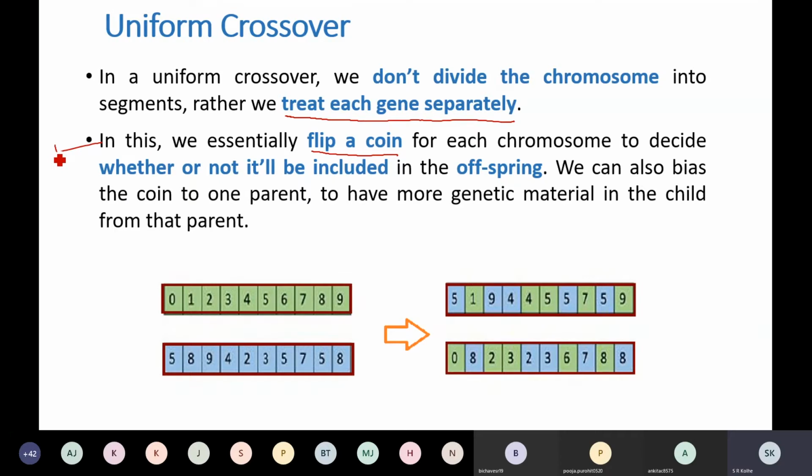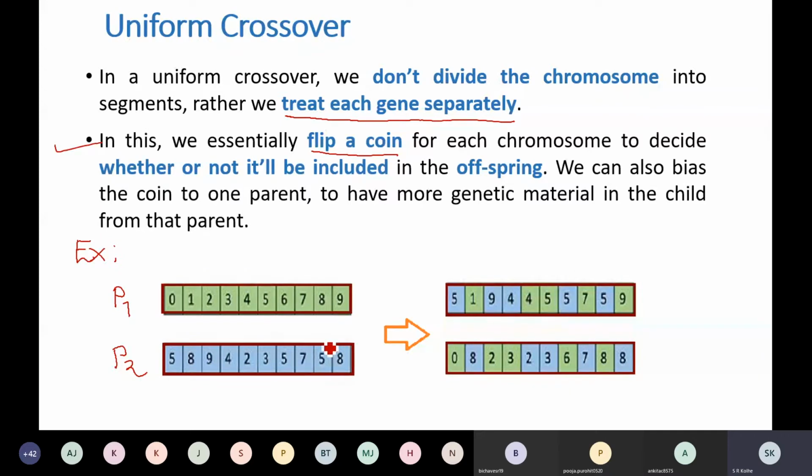Okay, and then for each bit or digit you flip a coin, and then based on the result you decide whether to perform crossover or not, or whether to swap the corresponding bits or digits or not. For example, consider this example. Here we have parent chromosome 1, parent chromosome 2. P1 is 0, 1, 2, 3 up to 9. P2 is 5, 8, 9, 4, 2, 3, 5, 7, 5, 8.